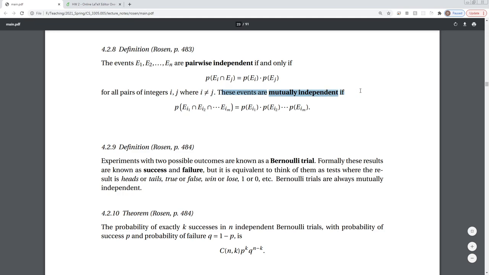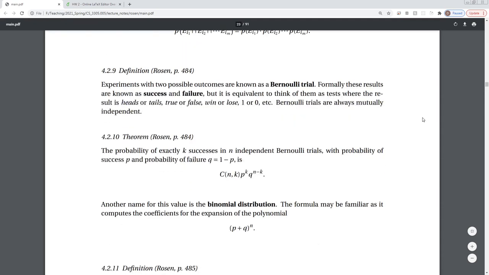The events are mutually independent. So another way of writing it is that they're mutually independent if the probability of all of their intersections is equal to the product of their individual probabilities. Okay.